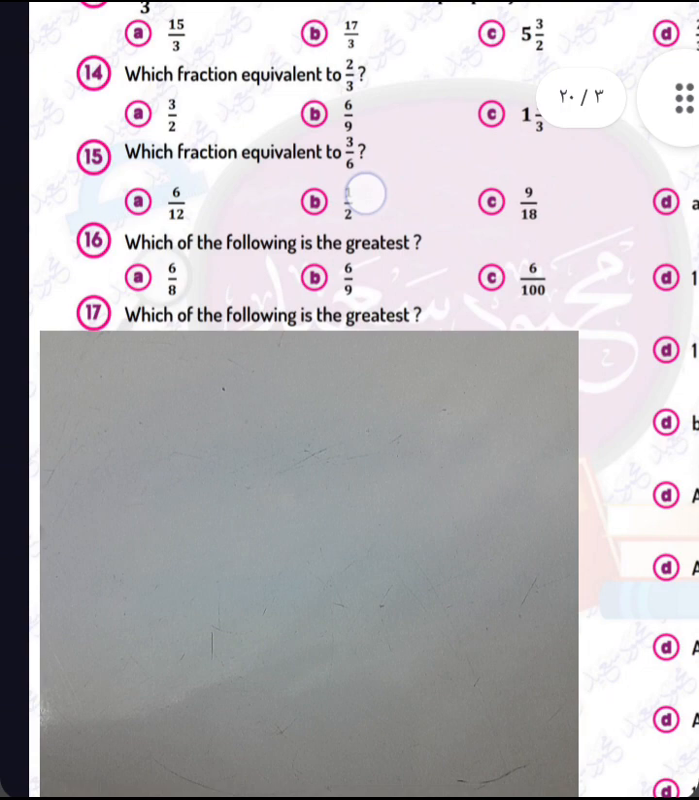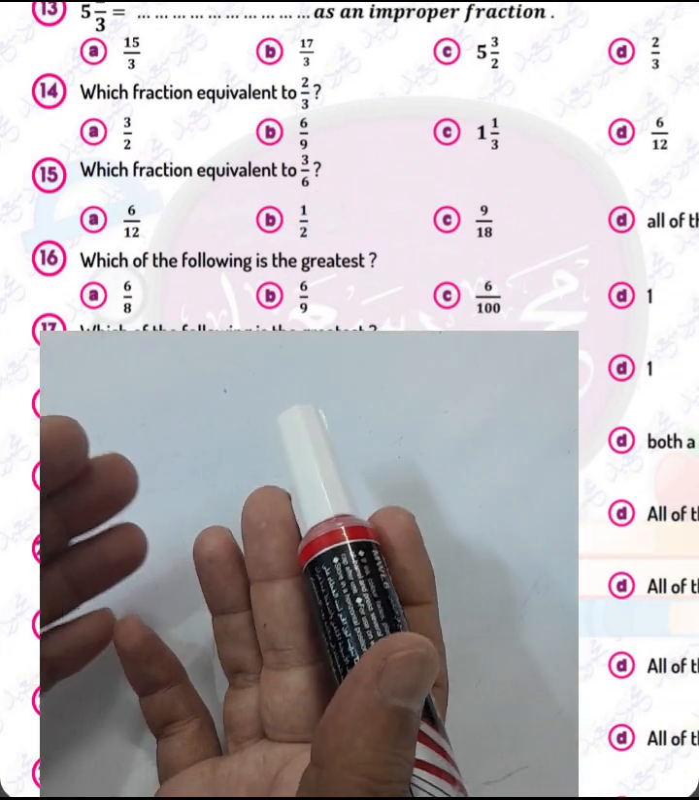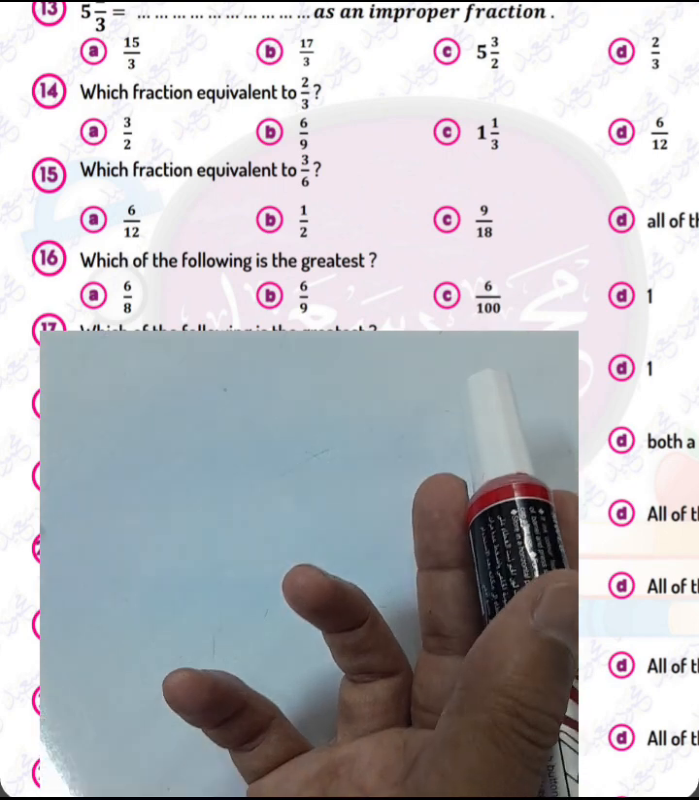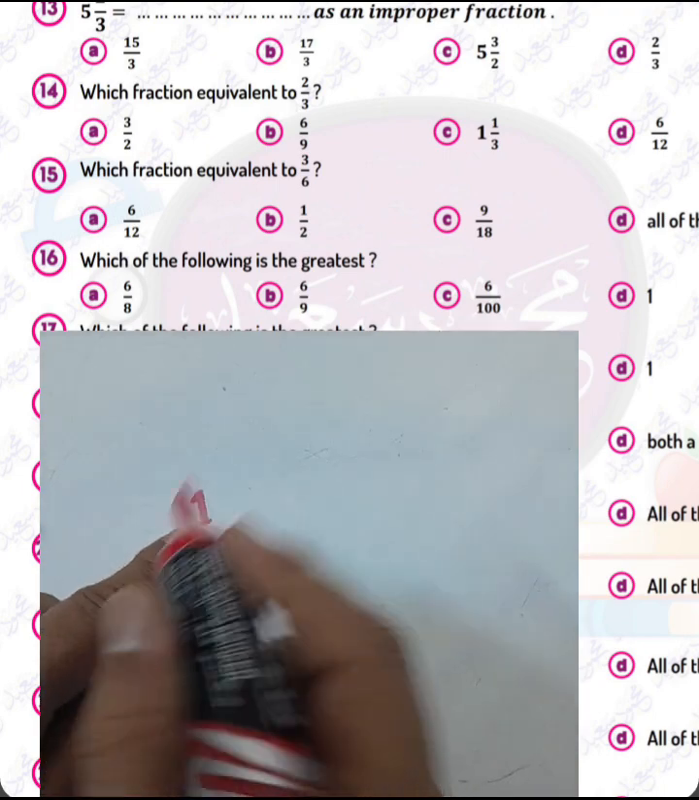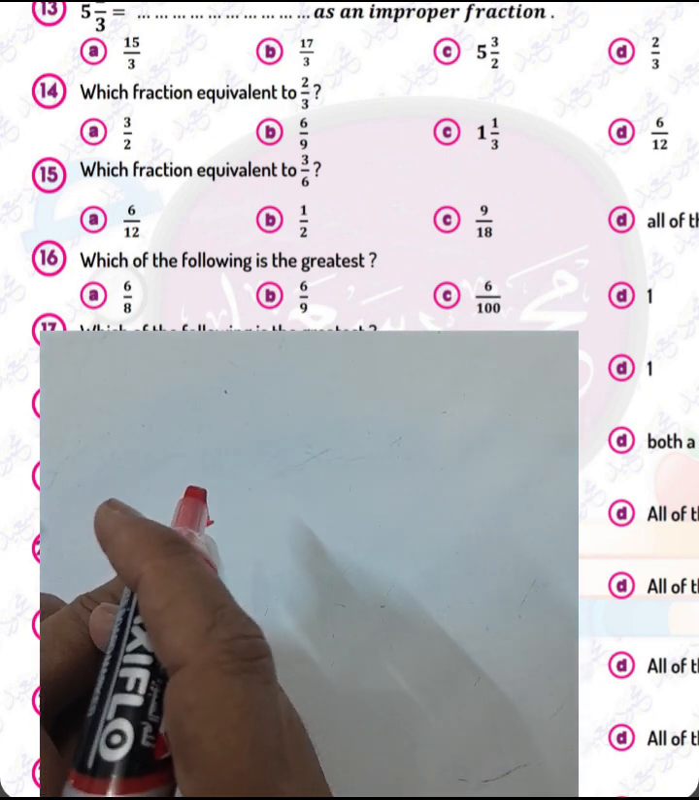Which of the following is the greatest? The greatest will be 1. 1 is the greatest number because we have 6 less than 8, and 6 less than 9, and 6 less than 100. Then 1 is the greatest number here. 1 whole number, we can write it 100 over 100 or 9 over 9 or 8 over 8.